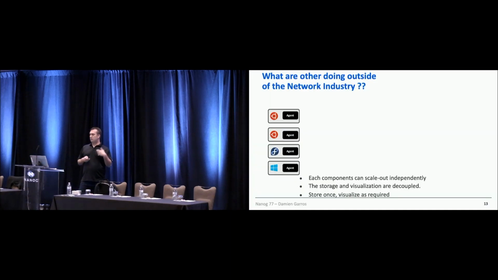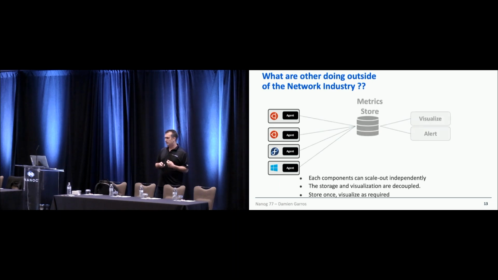So how are others doing outside of the network industry? I usually like to look at the server infrastructures and see how, in terms of automation and monitoring, they are usually a couple of years, if not more, ahead of us. So in the server world, the way it works is you usually have an agent running on the server that will be in charge of collecting the data. And then you'll have a data store, and you'll have another system, decoupled from that, that will be used to visualize or to do the alerting.